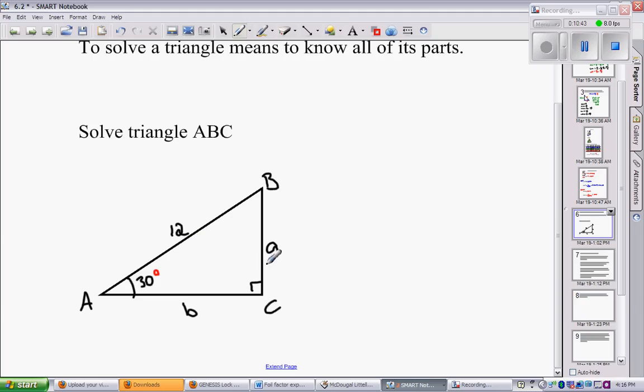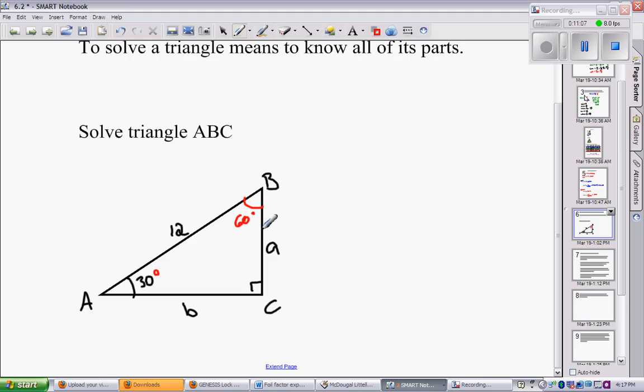So we have to find 2 angles and 2 side lengths. We cannot use Pythagorean theorem yet because we only know 1 side length. We must know 2. So figure out the other angle. This is 90, 30, this is a 30, 60, 90. So this is 60 degrees.